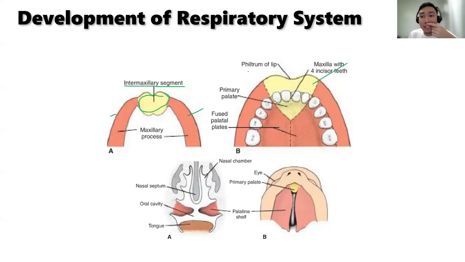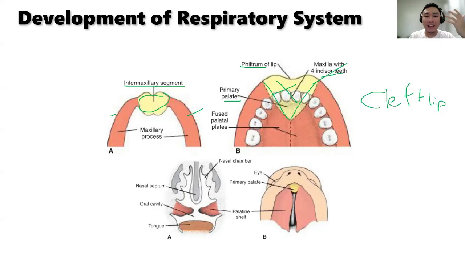Okay? So, kasama dyan yung philtrum, itong groove dito, yung 4 incisors, sa harap. Okay? 4 incisors sa harap. And that's what we call your primary palate. So, triangular siya in shape. So, ano abnormality mangyayari kapag hindi nag-fuse yan? Yung maxillary and yung medial nasal prominence, then you will have, kapag hindi nag-fuse to, you will have your cleft lip.